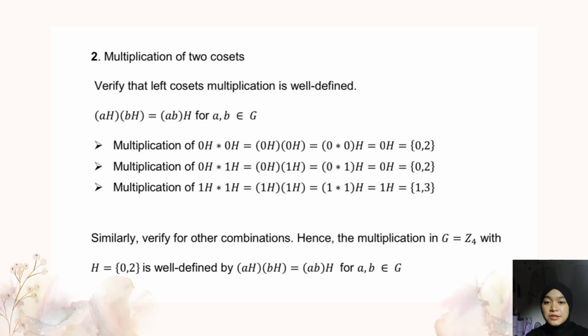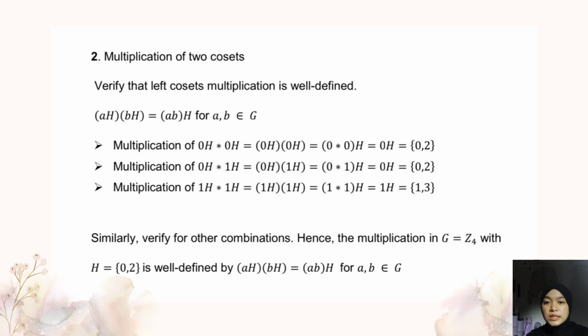The multiplication is defined as aH bH equal to abH for a, b in G. Let's verify this. The first one is multiplication of 0H times 0H is equal to 0H 0H, equivalent to (0 times 0)H. The result is {0, 2}, which is H. So 0H times 0H is equal to 0H.